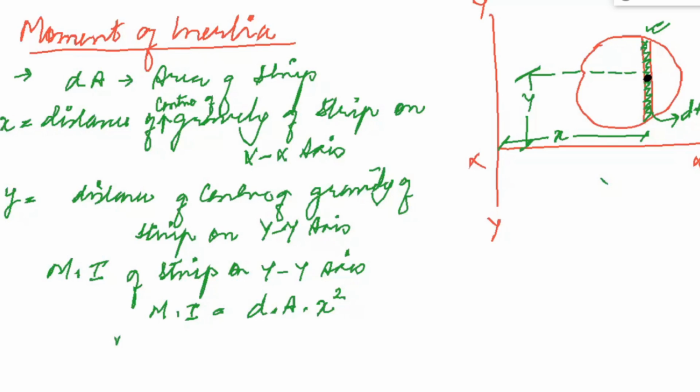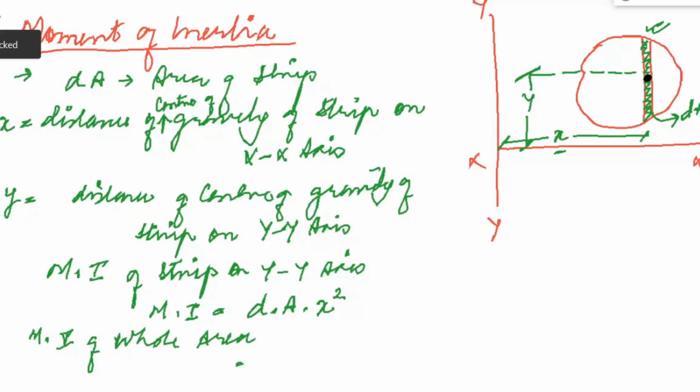Okay, if we have to find out now the moment of inertia of the whole area, it will be simply integrating it between the two limits, right? Moment of inertia of the whole area will be simply the integral of dA times x square. Okay, now this was with regard to the y-axis.